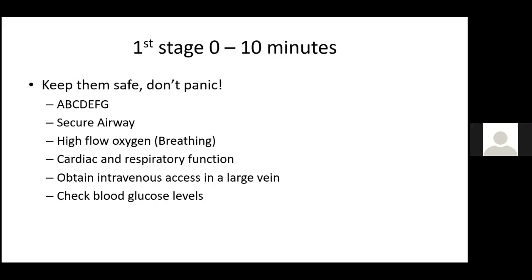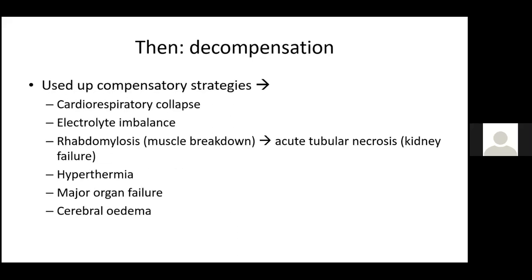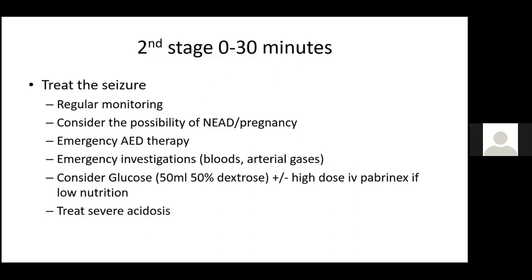As long as you've done these things, obtain intravenous access, so a large bore cannula in the antecubital fossa, and take some bloods, a VBG, and check the blood sugar levels, the most important thing. And again, long-term, patients can get cardiorespiratory collapse and electrolyte imbalances from seizures. They can get rhabdomyolysis from muscle breakdown, leading to AKI, hypothermia, organ failure, and again, cerebral edema. So these are the sorts of things you're thinking about later on after they've had their seizure.